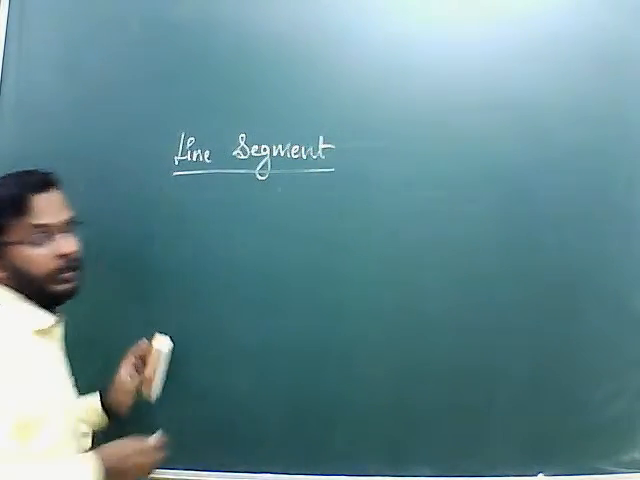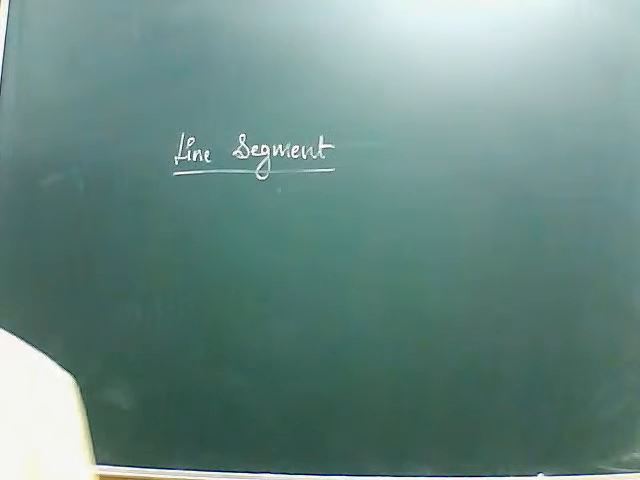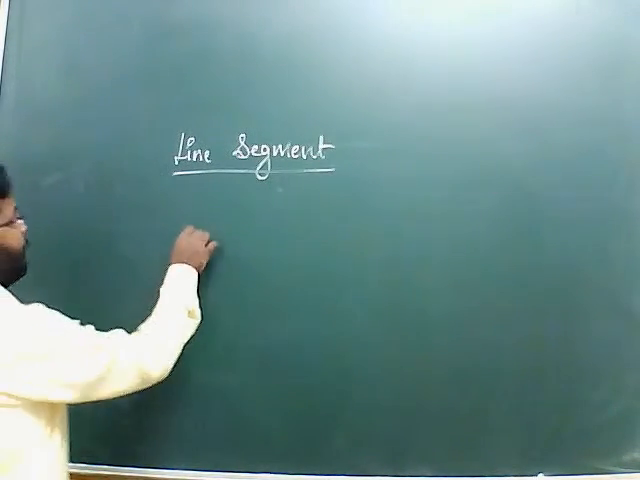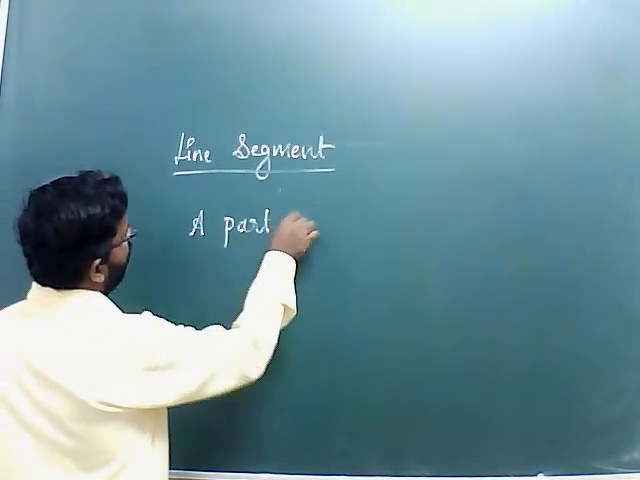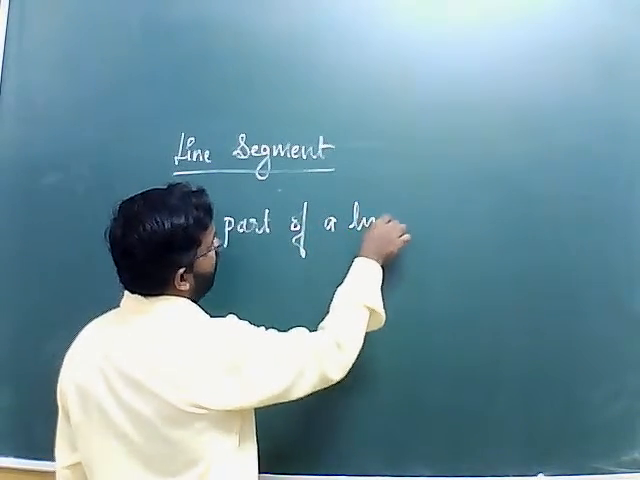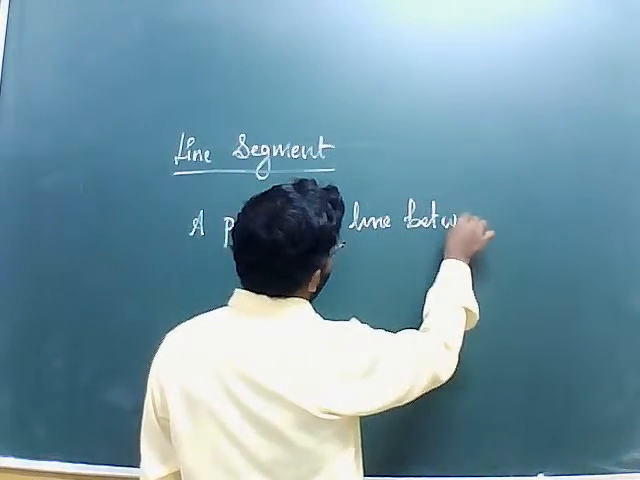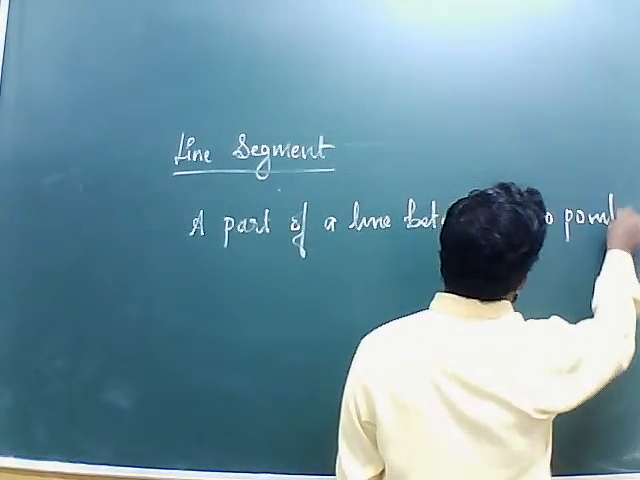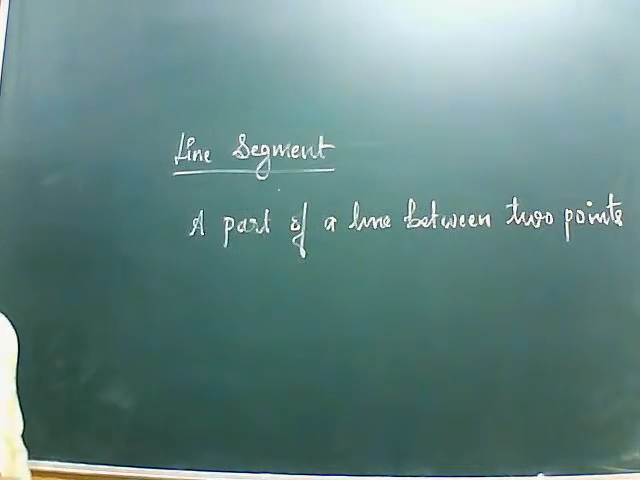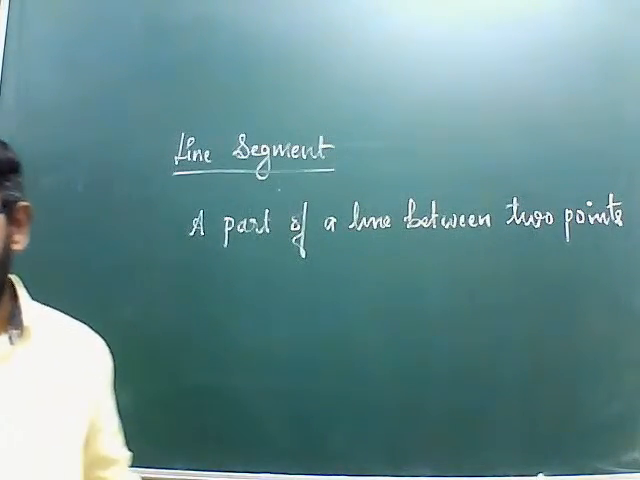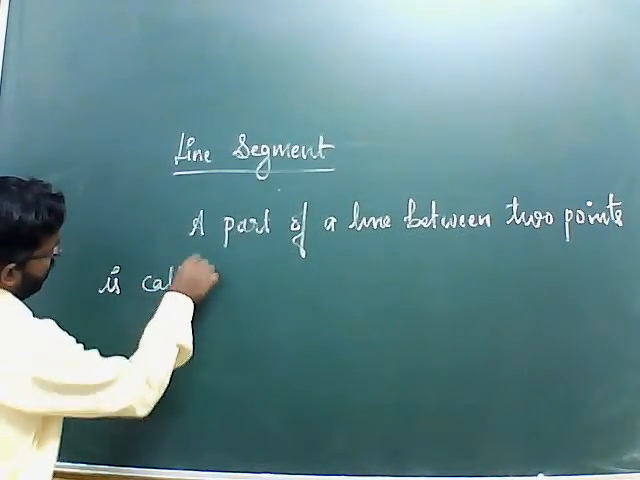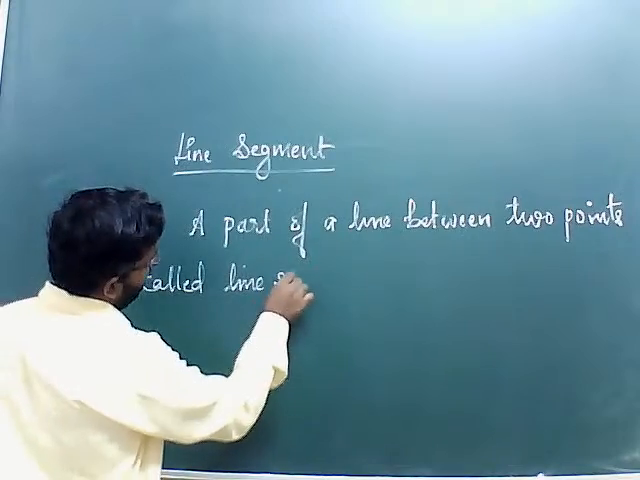We learned about line segment. Okay, how will you define a line segment? A line segment can be defined as a part of a line between two points. A part of a line between two points is called a line segment.